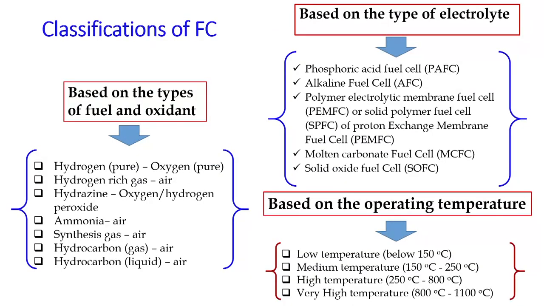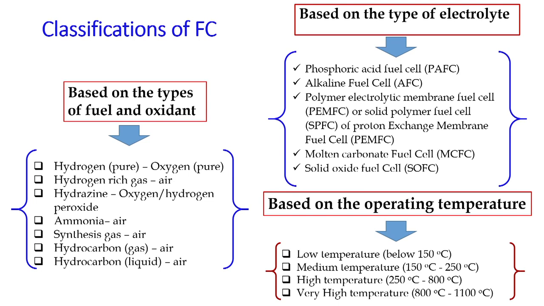Now let us learn how these fuel cells can be classified. Fuel cells can be classified in different ways. One of the ways is based on the type of electrolyte. What kind of electrolyte is used for a particular fuel cell? That way you can name those fuel cell types. It may be phosphoric acid fuel cells, where the electrolyte is phosphoric acid. Alkaline fuel cells, where the electrolyte is KOH. Polymer electrolyte membrane fuel cells, which have a semi-permeable membrane where protons can exchange, so it's a kind of solid membrane. Then we have molten carbonate fuel cells, then solid oxide fuel cells.